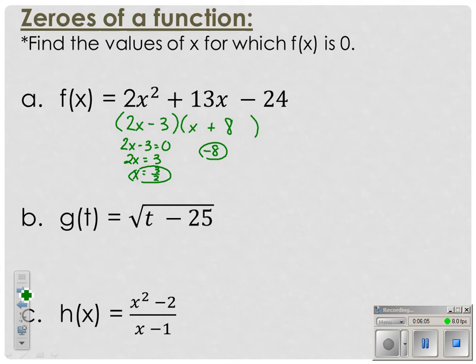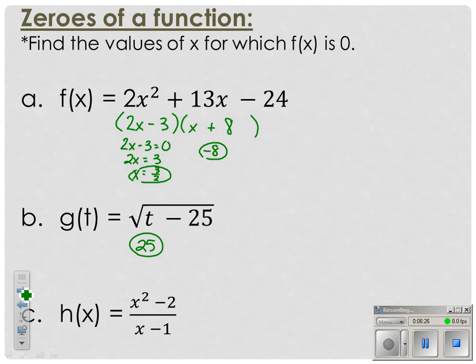Okay, letter B has another function for us. g of t is equal to the square root of t minus 25. What is going to end up making that one a 0? We would need a 25 underneath there. Okay, if we put 25 in that spot and subtracted 25 from it, we would end up with a 0.